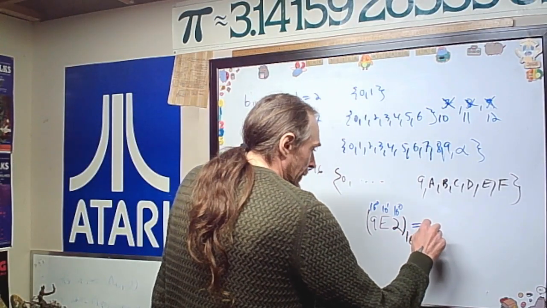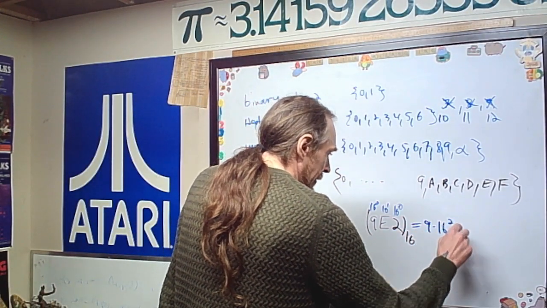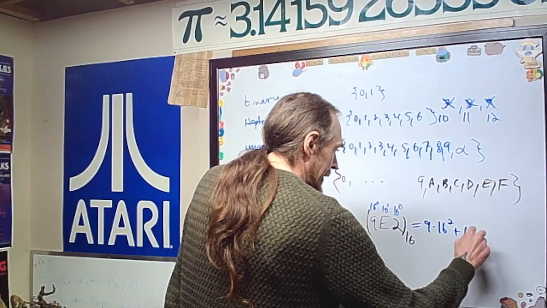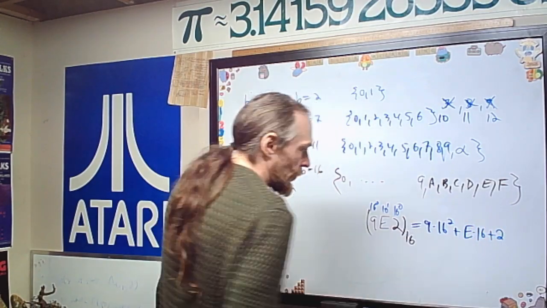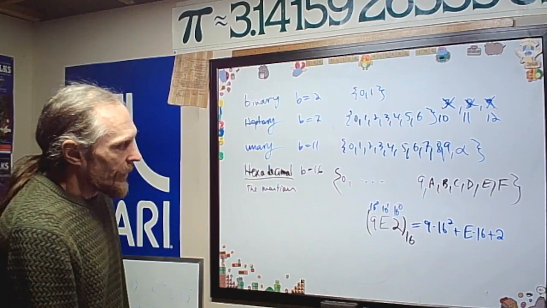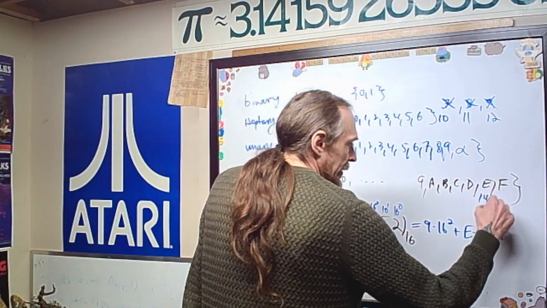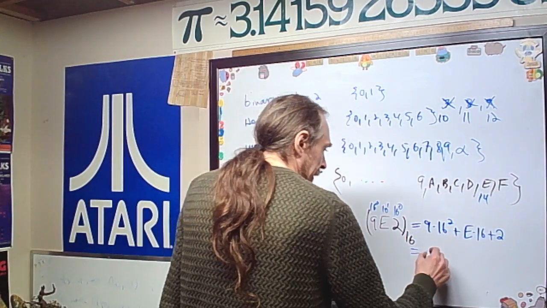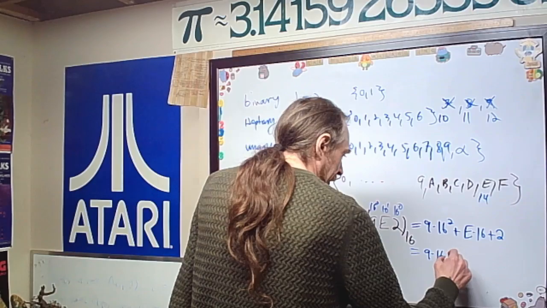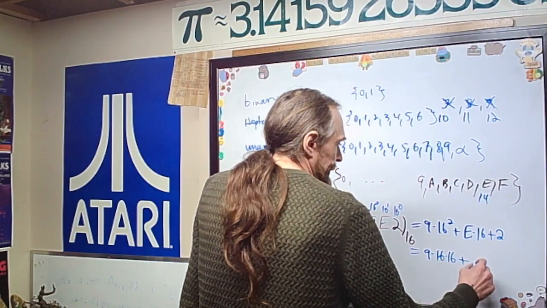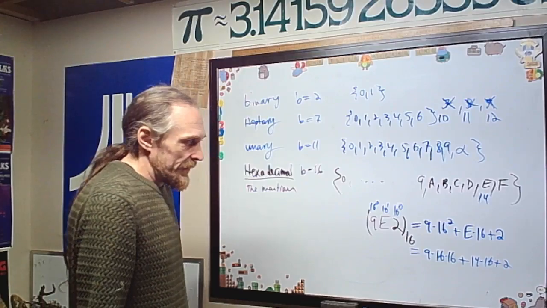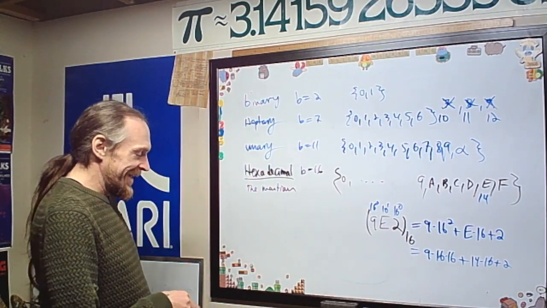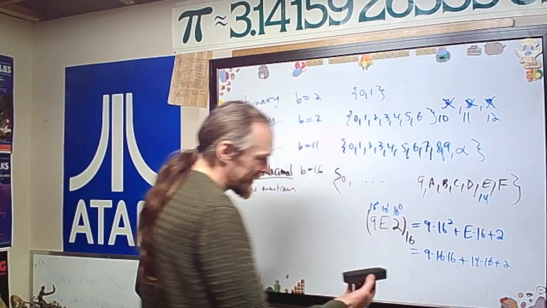So now what does that become? That becomes 9 times 16 squared plus E times 16 plus 2 times 16 to the power 0. What was E? E is 14. So now this is going to be 9 times 16 times 16 plus 14 times 16 plus 2, and I do not care what number that is. So some number, you can do that. Put it in the chat.